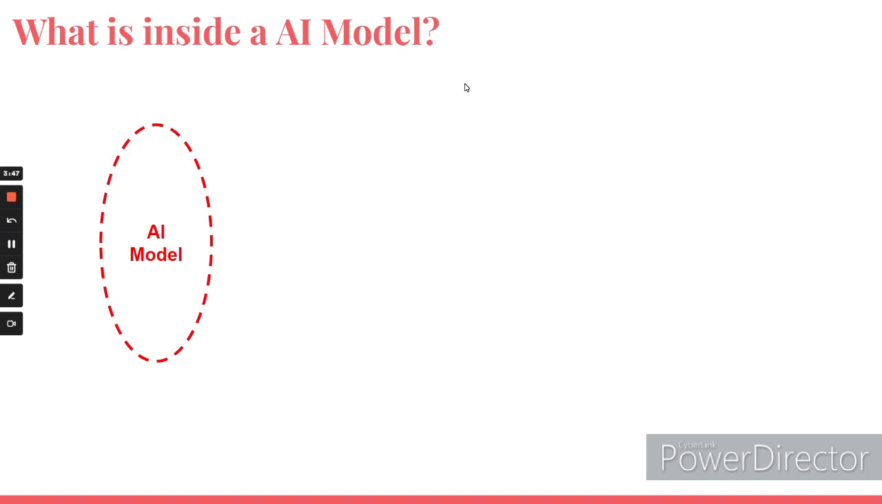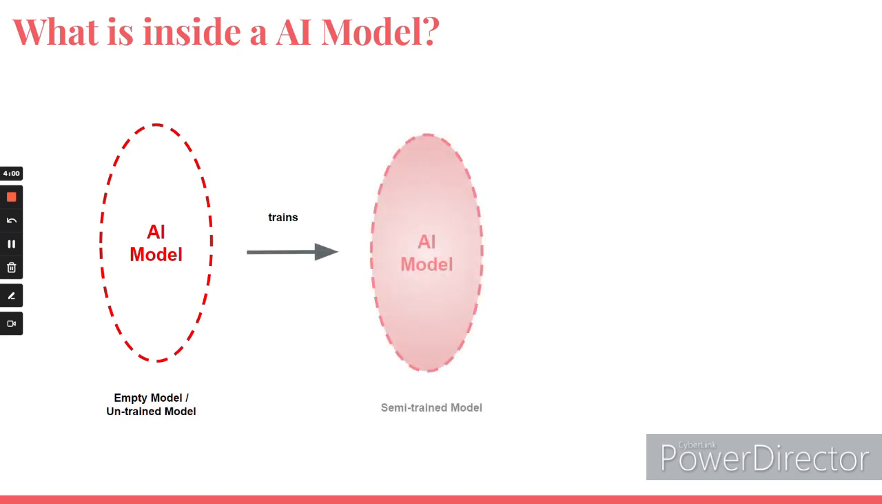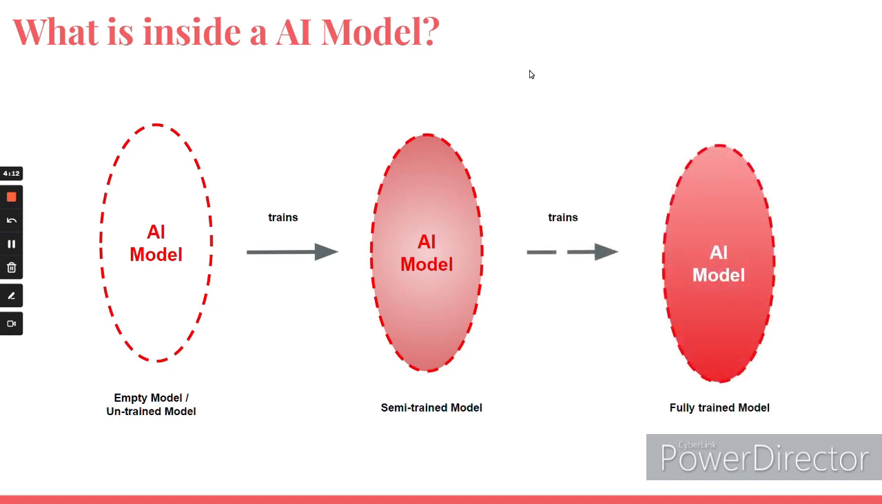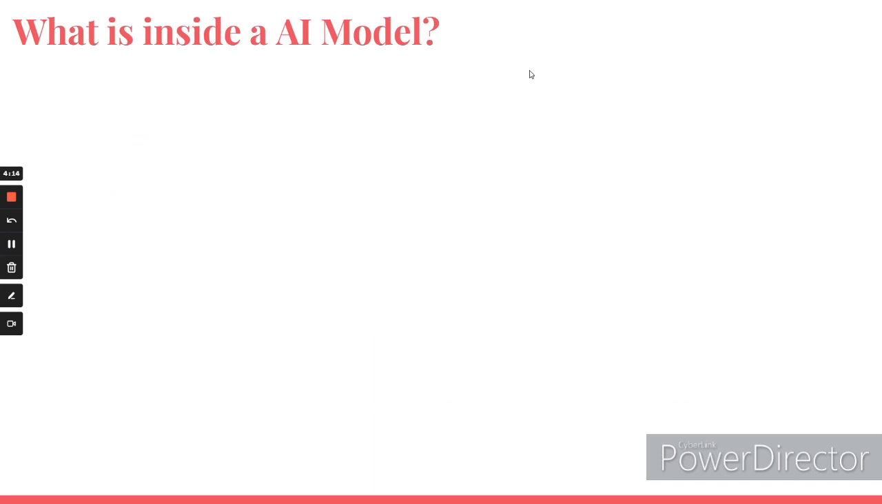Let's talk a little bit more about the model. So, when we start a new model, it'll be empty, just like an untrained animal in the zoo. If you train the model with plenty of data, the model gets built incrementally. And as you keep training the model, it gets more efficient. Finally, it would become a fully trained model.